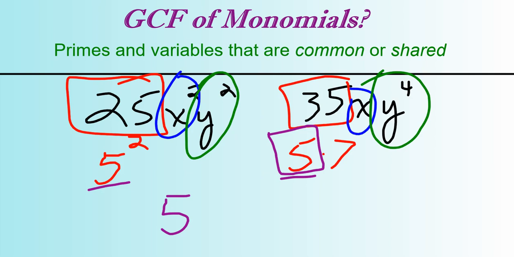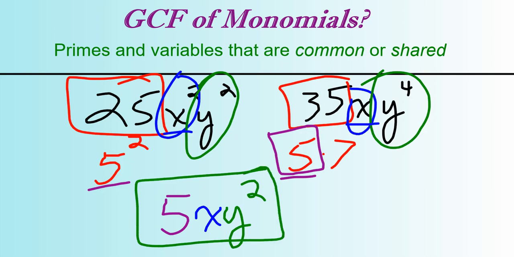Now when it comes to x's, both expressions have x's, but 35xy to the fourth has only one of them. Again, you can't share two x's if you only have one. So a single x is a part of the greatest common factor, and then two y's from 25x squared y squared. So the GCF of these two expressions is 5xy squared. So that's the greatest common factor of monomials.